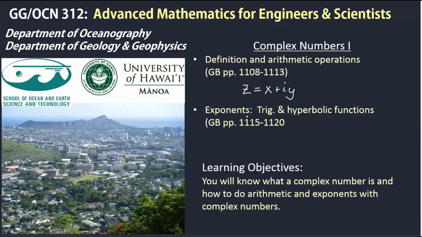The second topic will be defining what exponents of complex numbers are, and related to that are trigonometric and hyperbolic functions. And that's in pages 1115 to 1120 of Greenberg. And an exponent of a complex number, for example, is e to the z, or that's the same thing as e to the x plus i y.